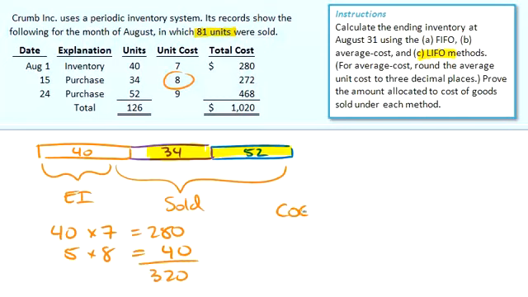So our cost of goods available for sale was 1,020 minus our ending inventory of 320 gives us cost of goods sold of $700.